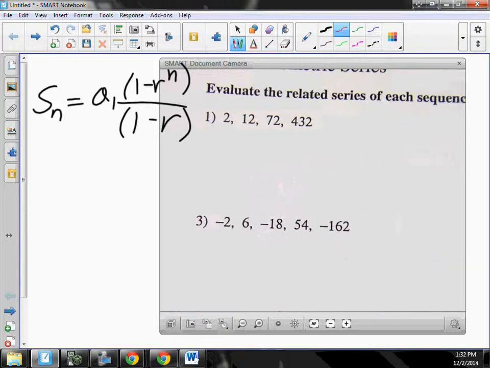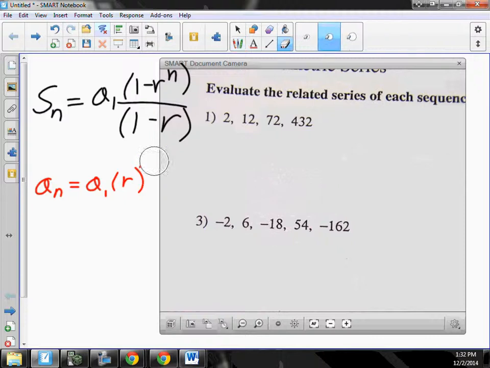Okay, so remember the formula is this: a sub n equals a sub 1 times r to the n minus 1. That's the explicit formula for a geometric sequence. So you state the first term, you multiply it by the common ratio, and you raise it to the n minus 1. So in these sigma problems, the summation problems, it will give you the explicit formula. Okay, so look at number 5.